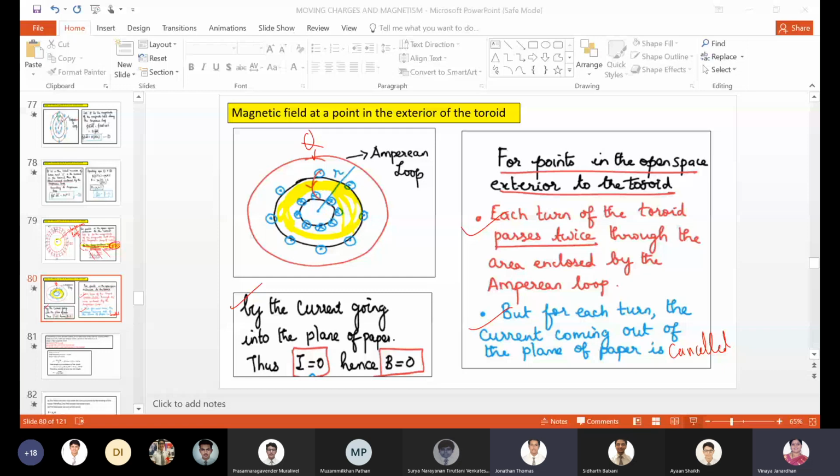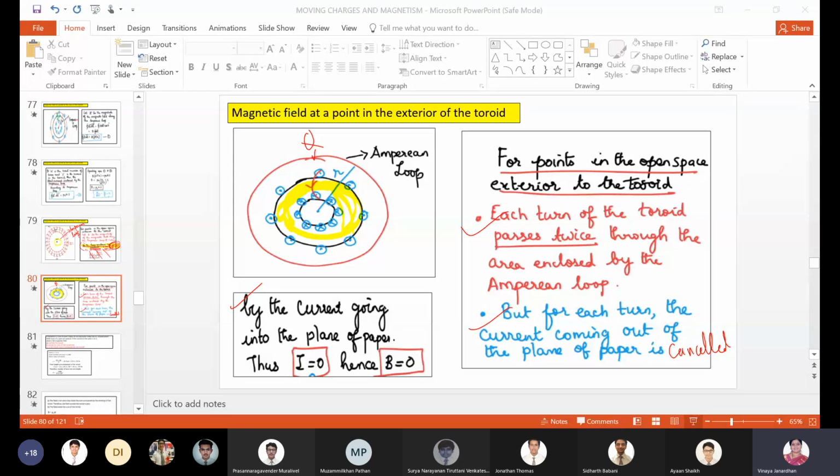Now look at this statement. Each turn of the toroid passes twice through the area enclosed by the Amperian loop. Can you identify the Amperian loop? The Amperian loop is exterior to the toroid. The one which I have highlighted in yellow in the diagram represents your current carrying toroid. Right, boys? So look at the Amperian loop. The Amperian loop is outside this current carrying toroid.